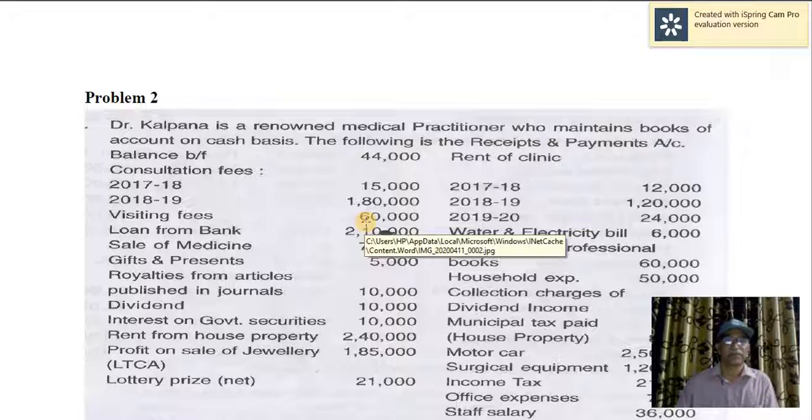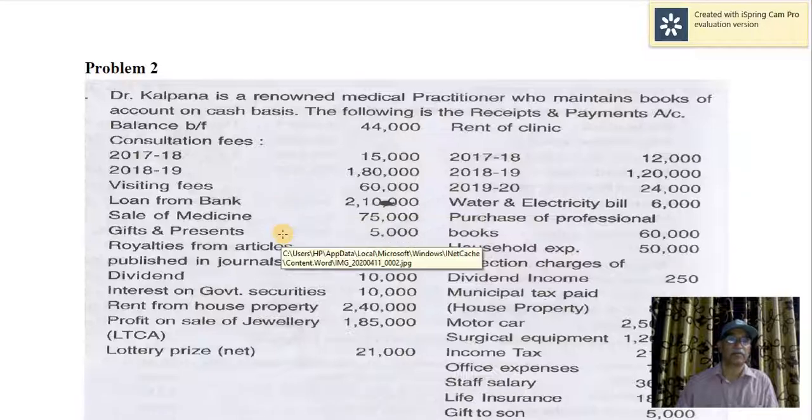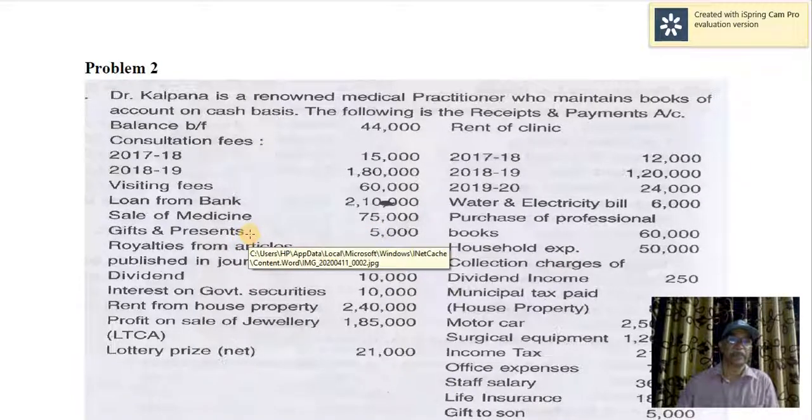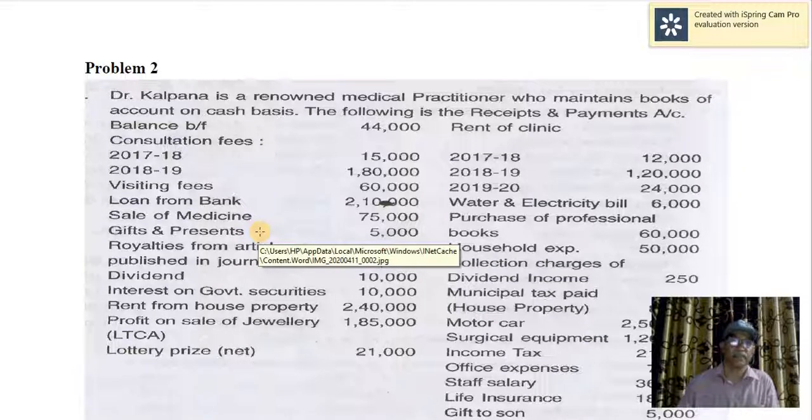Loan from bank, that is not a professional receipt, but interest on loan, it is a professional expense. Sale of medicine, that is an item of professional income of a medical practitioner. Gifts and presents, rupees 5,000, out of this only 2,000, that is presents and gifts received from the clients in appreciation of his or her service, that is to be taken as professional income.